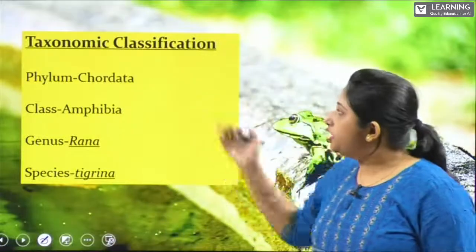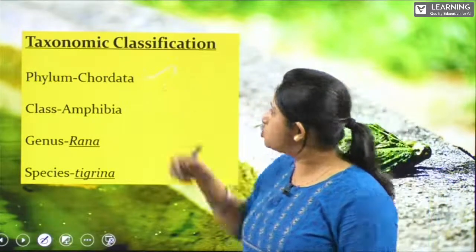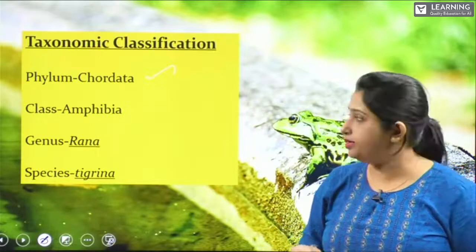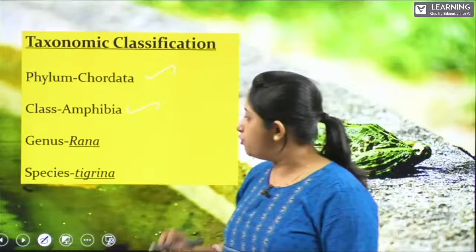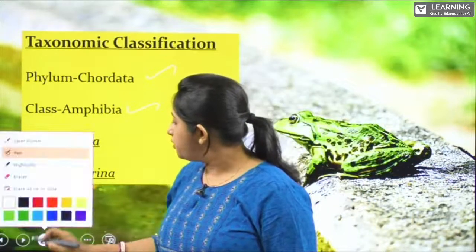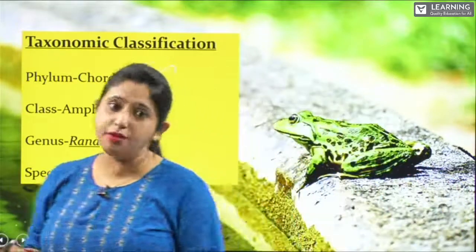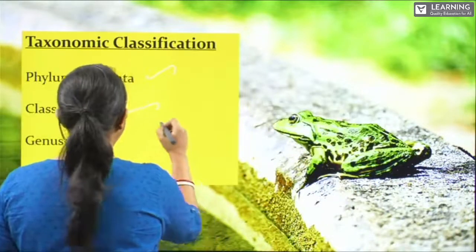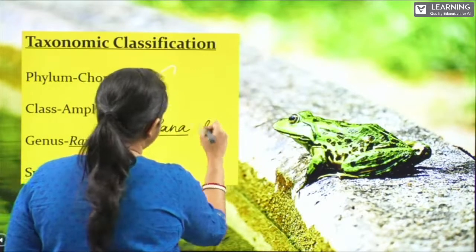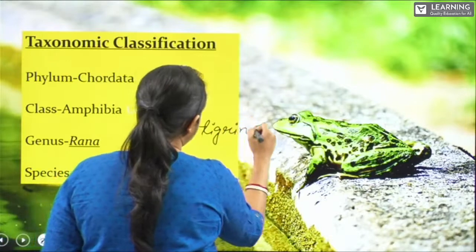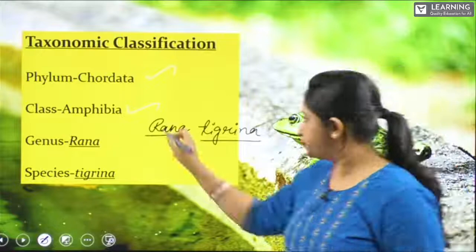Now look into the taxonomic classification. Which phylum do they belong to? They belong to the phylum Chordata. They are chordates, and they belong to the class Amphibia, and the genus and species is Rana tigrina. That is the scientific name of the frog: Rana tigrina.